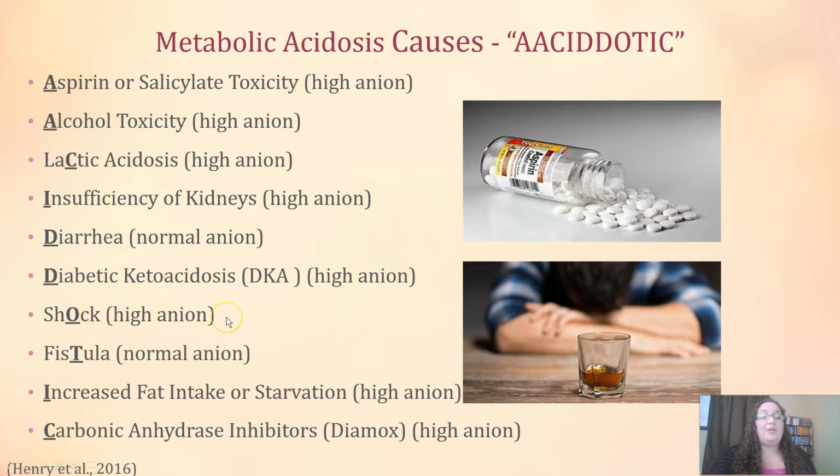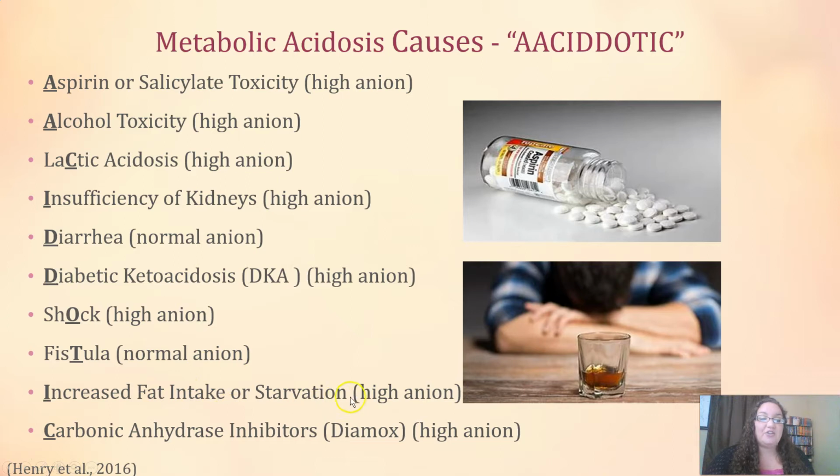Shock. So whether it be by someone is anemic or hemorrhaging or they're septic, the tissues are not getting perfused, they're not getting oxygen, and therefore the body will build up that lactic acid, and they're high anion lactic acidosis. Fistula, normal anion, so there's this passageway between two organs that's not supposed to be there, and this can be in the small bowel, and so that alkaline contents is dumping out, so we become acidotic.